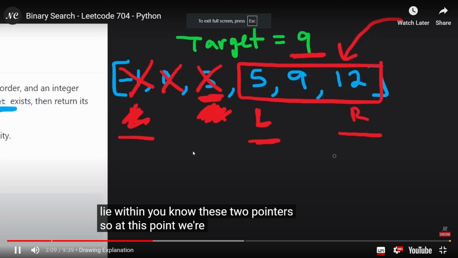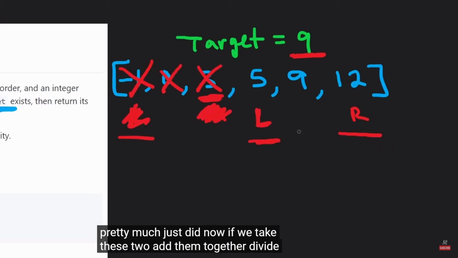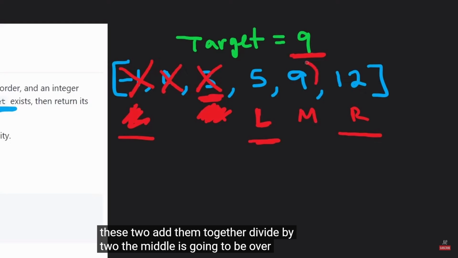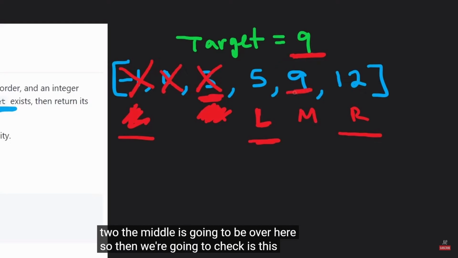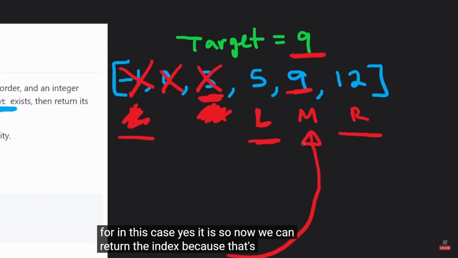So at this point, we're just going to repeat the algorithm, repeat what I pretty much just did. Now, if we take these 2, add them together, divide by 2, the middle is going to be over here. So then we're going to check, is this equal to the target that we're looking for? In this case, yes, it is. So now we can return the index because that's what we were trying to do.